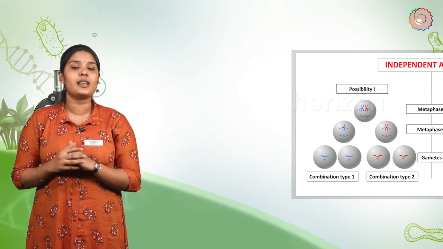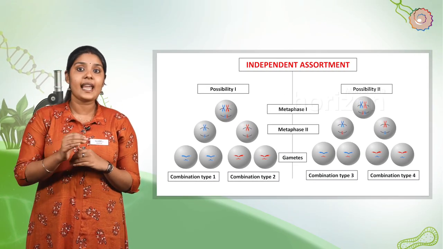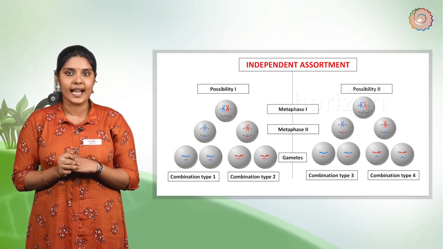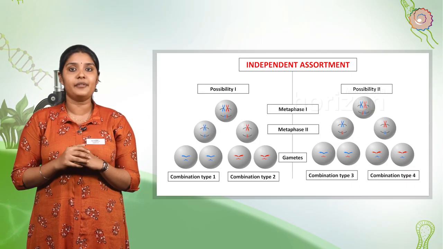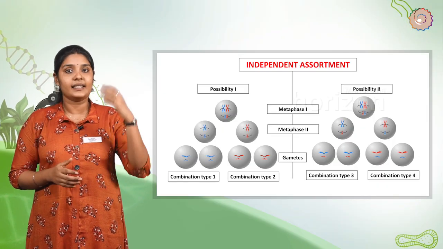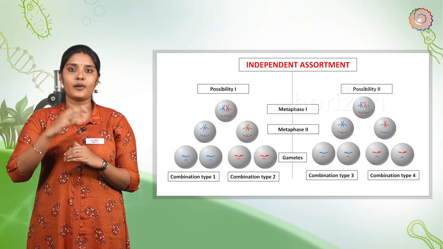The third law is the law of independent assortment. It is based on the dihybrid cross and states that genes for different traits are sorted separately from one another such that the inheritance of one trait is not dependent on the inheritance of another trait.